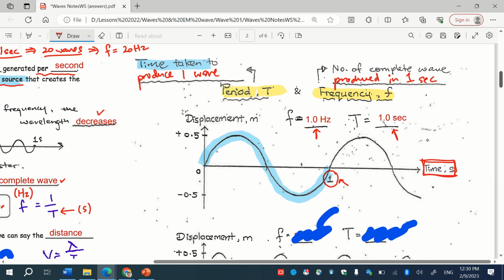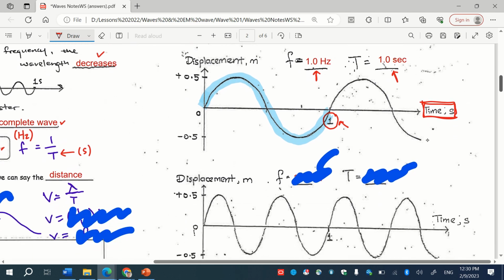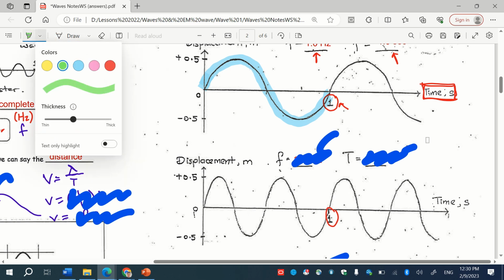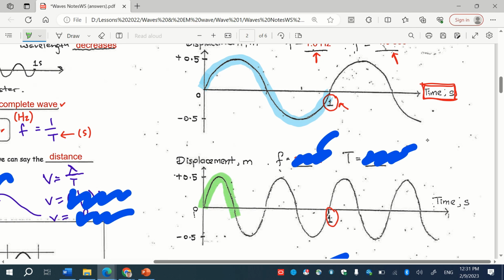Let's take a look at the second diagram to understand a little better. This time, can you tell me the frequency, the number of waves produced per second? I see 1 wave, 1 letter S, 2 waves, 2 letter S. Within 1 second, I see 2 complete waves. So the frequency is 2 hertz. It's as simple as that.